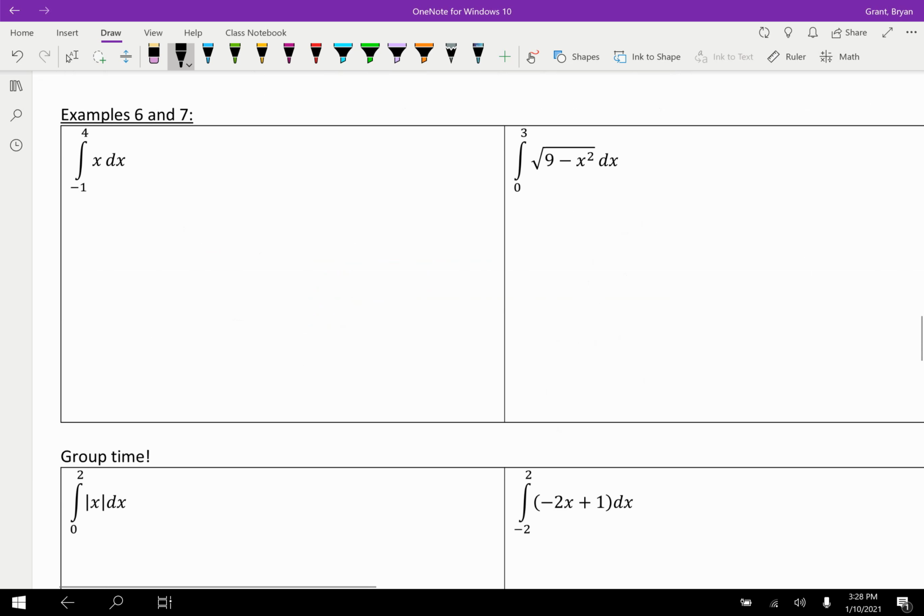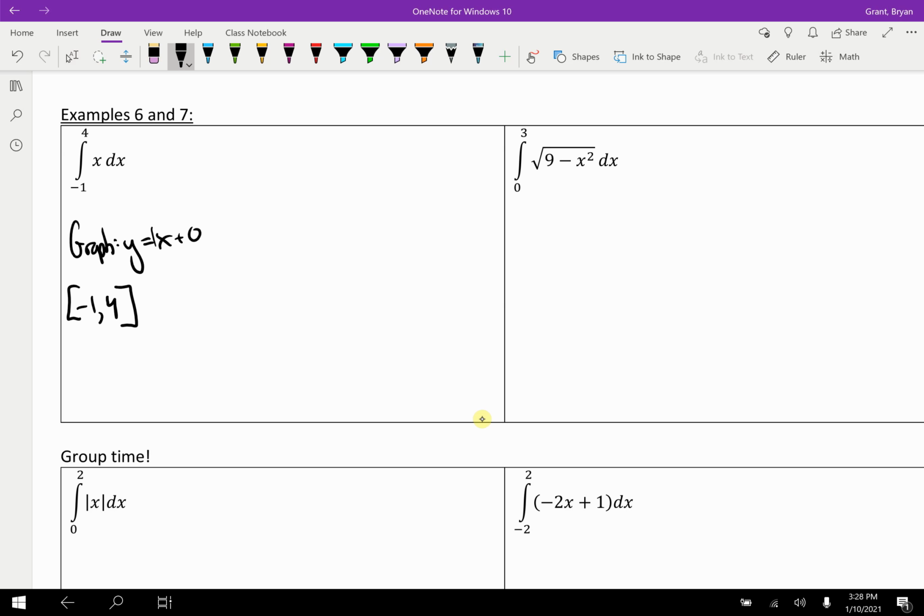Okay, examples 6 and 7. These ones are a little trickier, but I'm going to still have you pause me and give it a shot because they're nothing terrible. I will help you with the graphs right now, though. So the first graph is the graph of y equals x, right? 1x plus 0, if you will. And we're looking from -1 to 4.